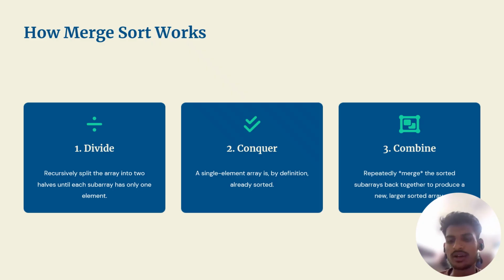Finally, we come to the last step, which is the most important step: the combination of the divided subarrays. Now we start merging the sorted subarrays. We take two small sorted arrays, compare their elements, and merge them into one bigger sorted array. We repeat this merging process again and again, from small sorted pieces to larger sorted pieces, until the entire array becomes one fully sorted array. In the next slide, we will start coding the merge sort.